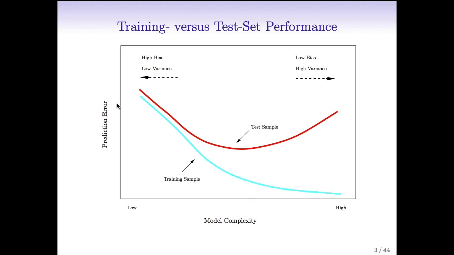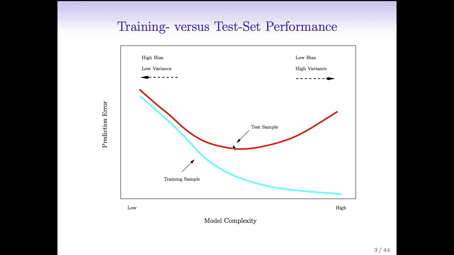Think about fitting a polynomial with higher and higher degree. Right. You can see our model complexity increases with degree. So as we move to the right, we'd have a higher complexity, a higher order of polynomial. The prediction error is on the vertical axis. And we have two curves here, the training error in blue and the test error in red.